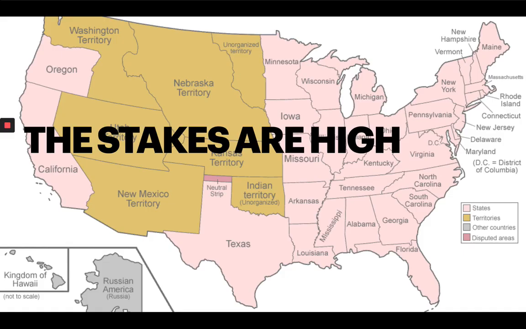So, what we're talking about here, the stakes are pretty high. Okay. So, let's talk a little bit about the issues here. So, the issues on the minds of Americans in 1860 were pretty varied. Some are still in the political arena today.